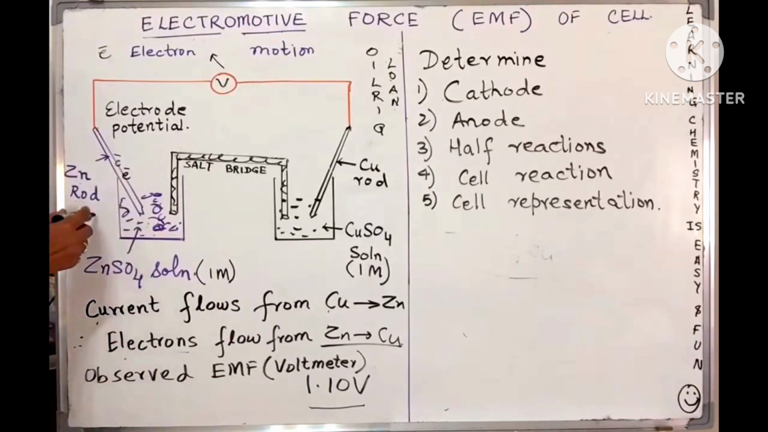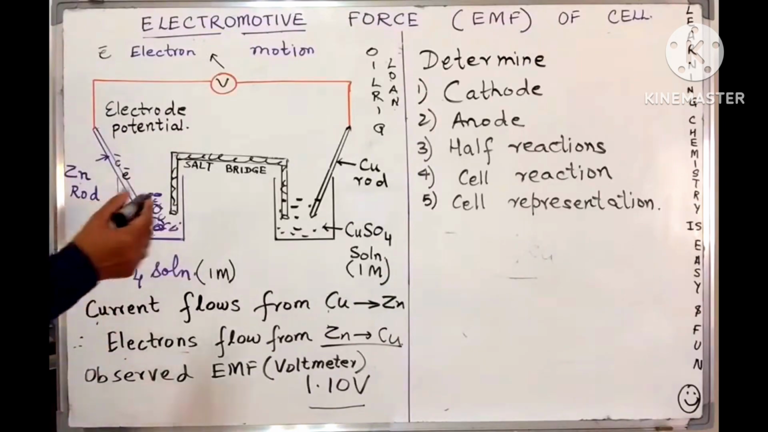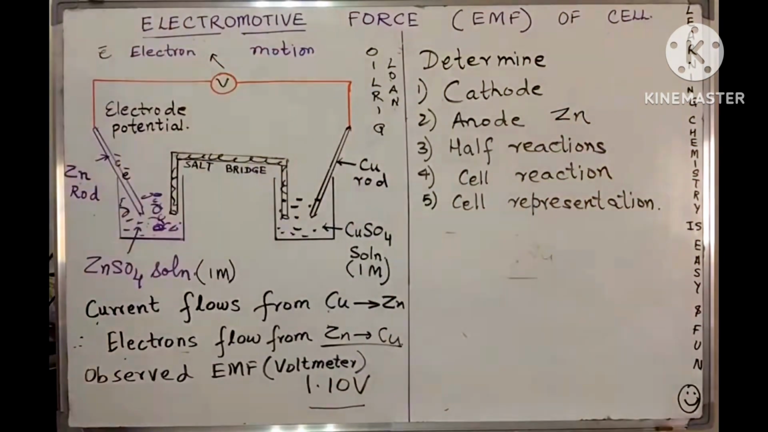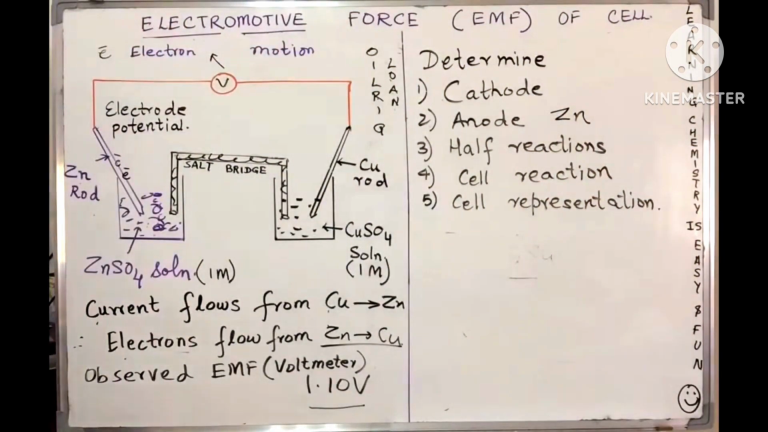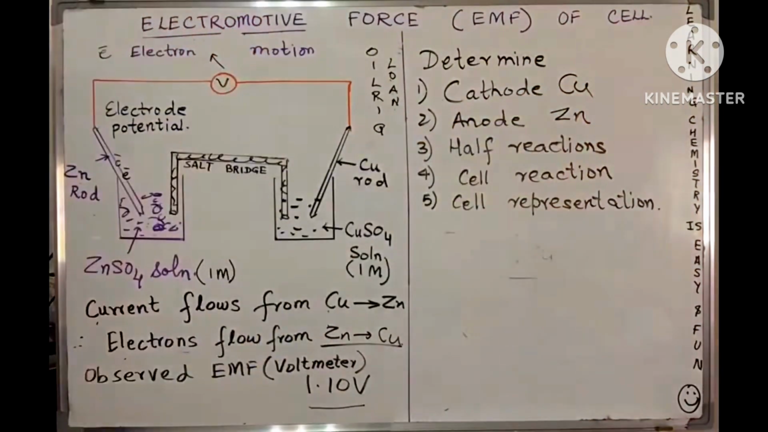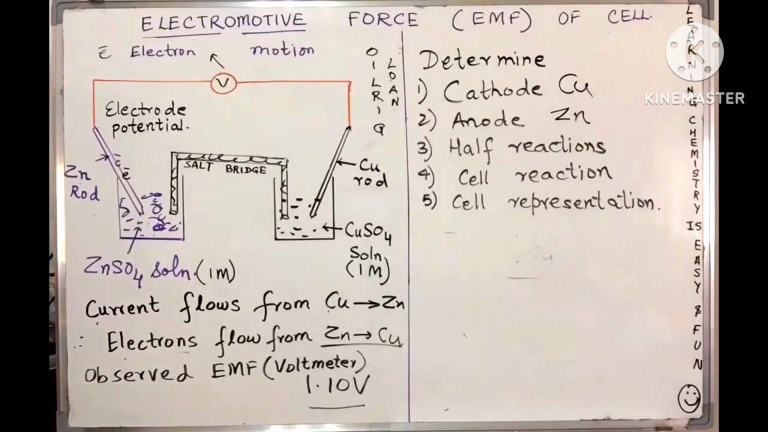In other words, at zinc, loss of electrons is taking place. Loss of electrons means zinc is going to behave as the anode. That means copper is gaining electrons. So copper is going to behave as the cathode. Zinc in contact with zinc ions is the anode. Copper in contact with copper ions is the cathode.